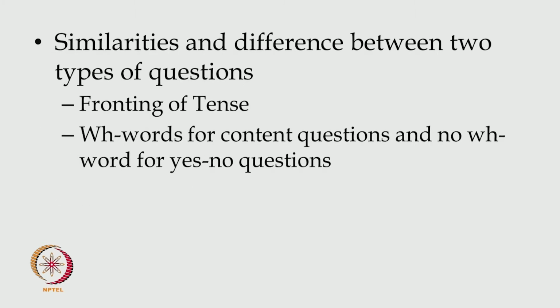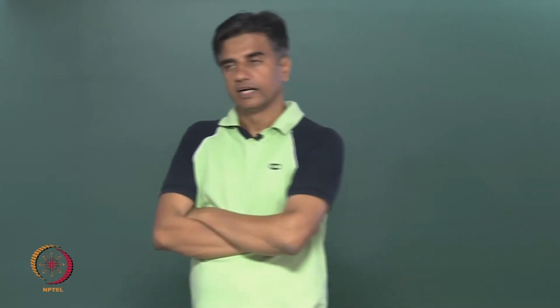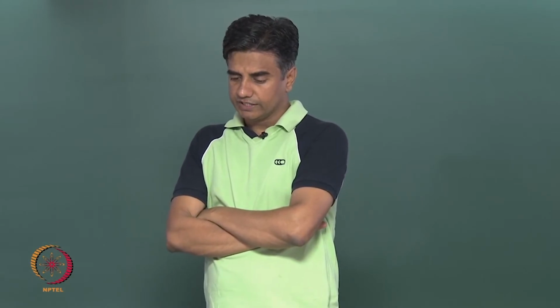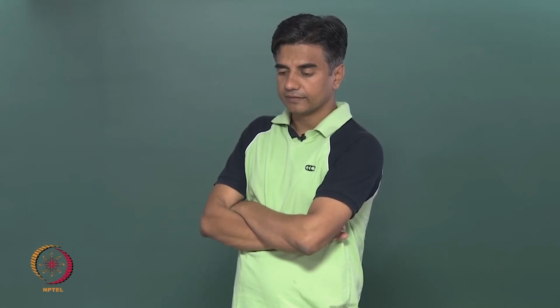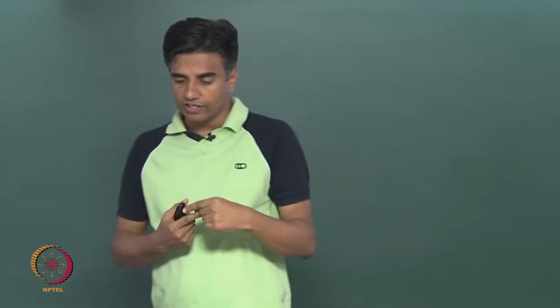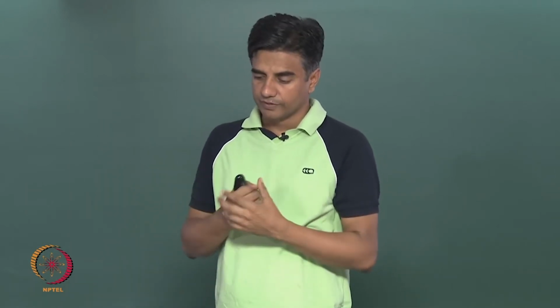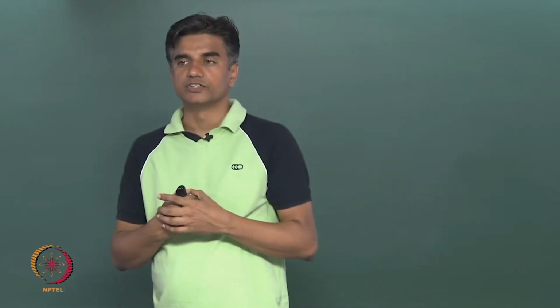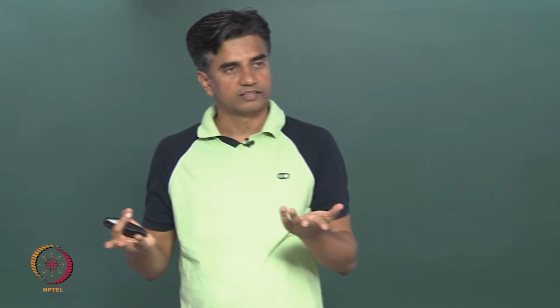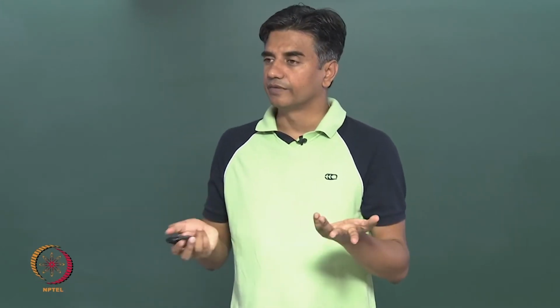So, in doing so, we saw yesterday two things that came up from the two sentences that we were looking at, such as what did you buy and did you buy a phone. In both sentences we see evidence of fronting of tense, and in one type of question, that is the content question, you see the use of WH words, whereas no WH words are used for the yes-no type of question. Is that clear to everybody? This much we have seen.